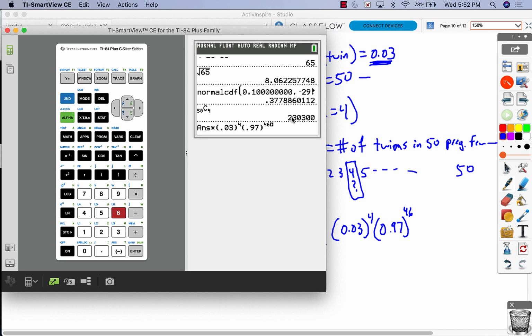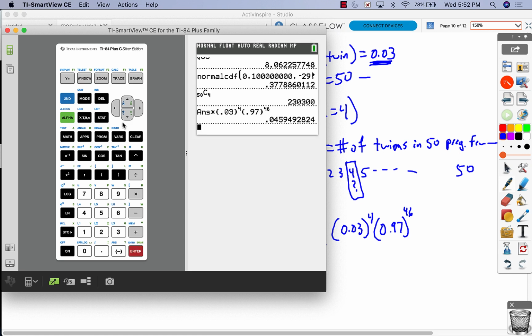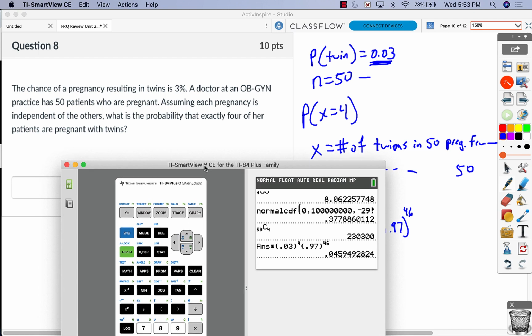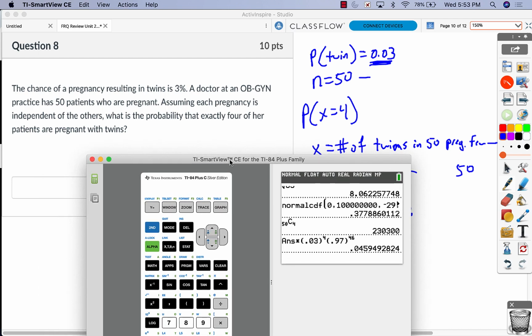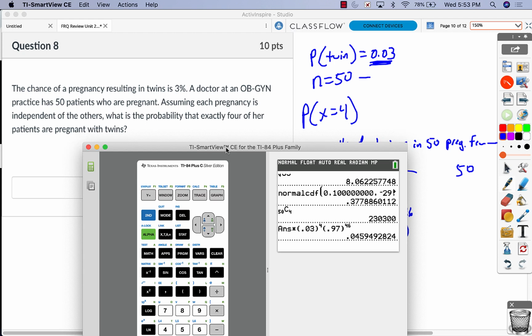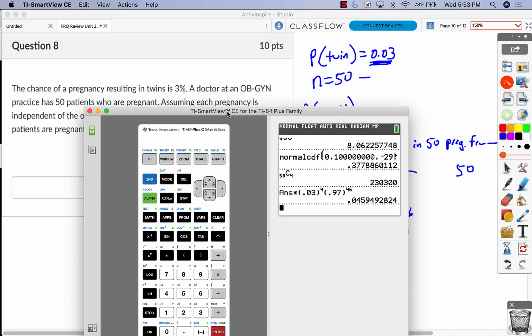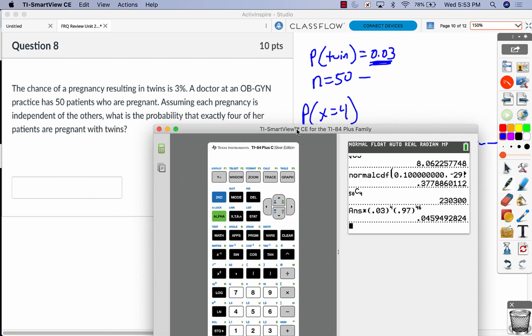So this is how many ways you could have 4 twins and 46 non-twins. This is the chance of having a twin. There's 4 of them. This is the chance you don't have a twin, to the 46. This is your answer. 50 choose 4, times 0.03 to the 4, times 0.97 to the 46. Exactly 4 of her patients are pregnant with twins. That has to be right, because I don't think I made a mistake. Okay, so it's 0.046.